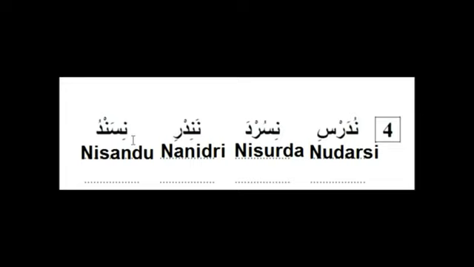Last word. The noon with the kasra, ni, followed by the seen, nis, followed by the noon: nisandu. The noon with the sukoon makes the sound n. Not na or nu or ni. Na, nu, ni would have a vowel on it. It has no vowel, that's why the sukoon is there to represent it. So n. Nisandu.